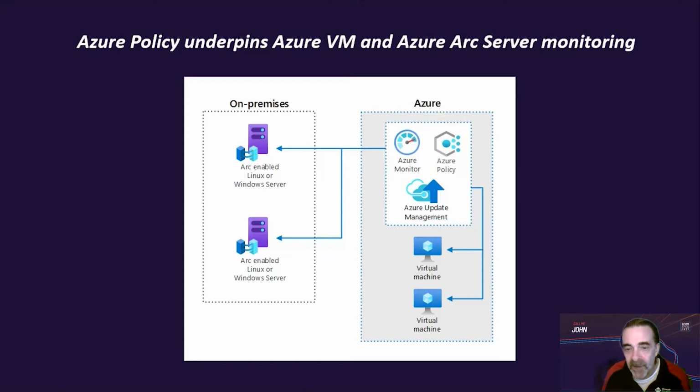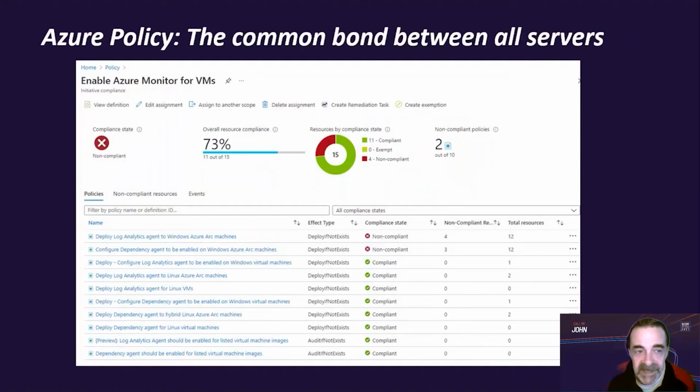So all 4 machine populations are serviced equally in terms of enforcing the same policy frameworks. This slide shows how that looks in the Azure portal.